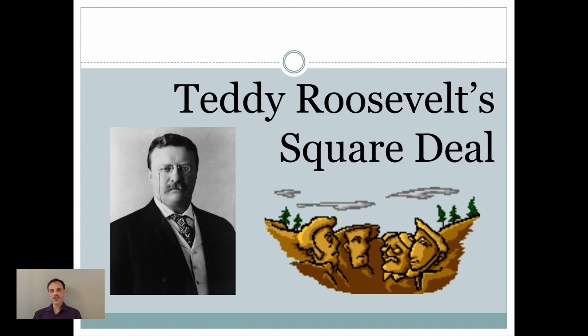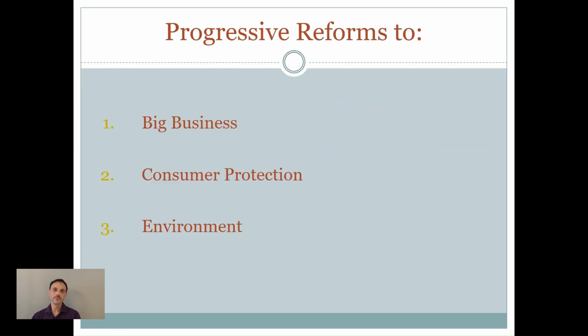Teddy Roosevelt. So let's talk about some presidents. Teddy Roosevelt was one of the, really, a lot of people consider the first progressive president. We saw last week that he took over after the assassination of William McKinley. And he calls his plan the Square Deal. So he's got nice marketing behind his plan. He's going to really make reforms that target businesses, that protect consumers, and that take care of the environment.